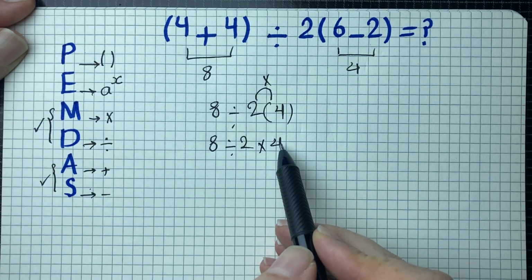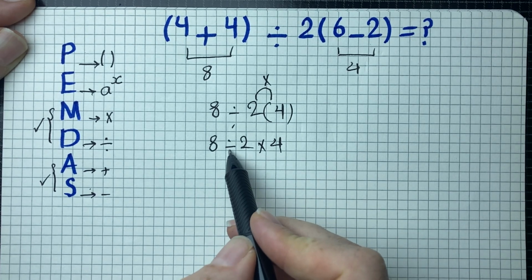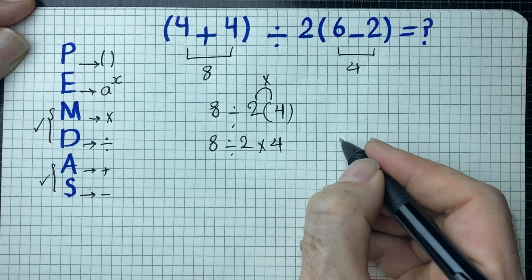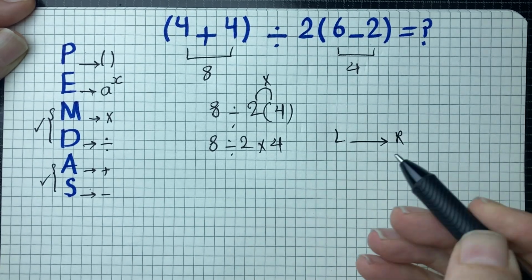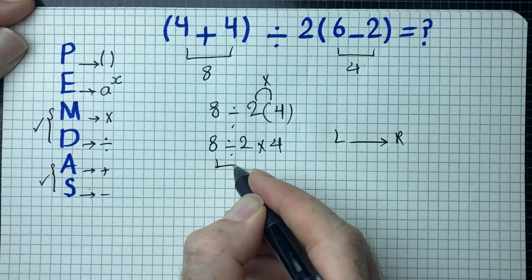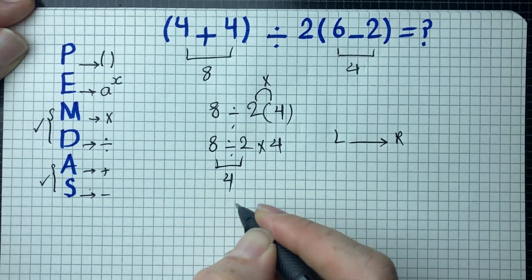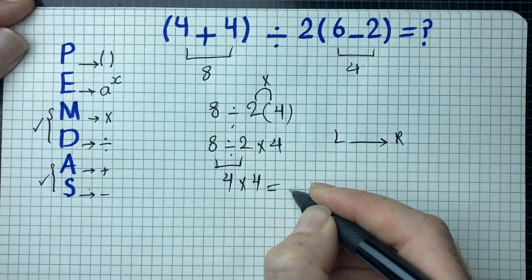So in this case, should we start with division or multiplication? Remember, when we have both multiplication and division in one expression, you need to start your work from the left and go to the right. Okay, the left one, in this case, is division. So first I do division. 8 divided by 2 gives us 4. So it can be written in the form of 4 times 4, which means 16.